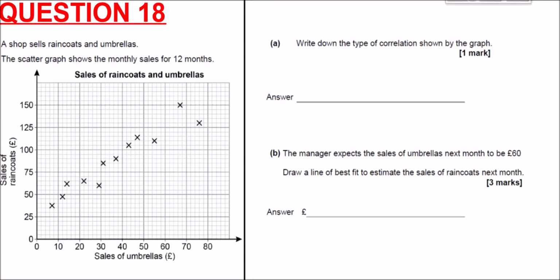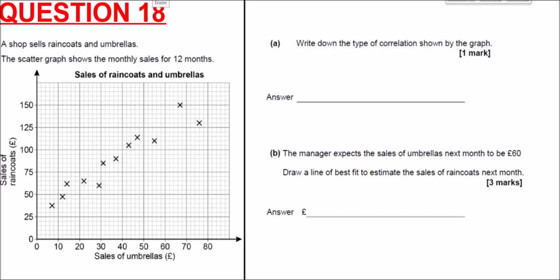Question 18, we have a shop that sells raincoats and umbrellas, and we've got a scatter graph to have a look at. Almost always, in fact I'd say always for a scatter graph, it's always an idea at some point to draw in a line of best fit. So there's no more points to plot, so we may as well just do a line of best fit anyway. Even if the question didn't ask us about specifically drawing a line of best fit, I'd always suggest to draw a line of best fit.